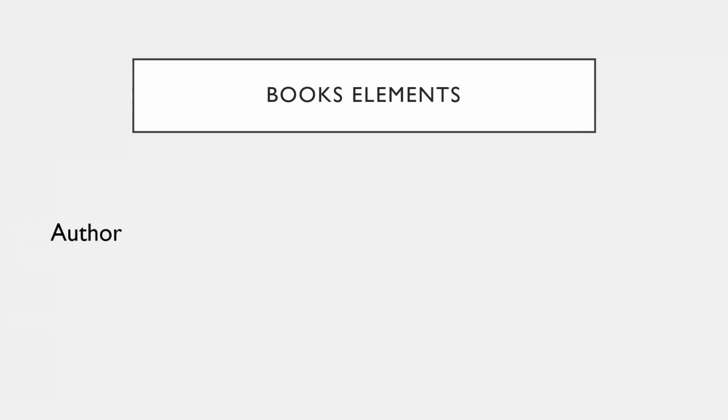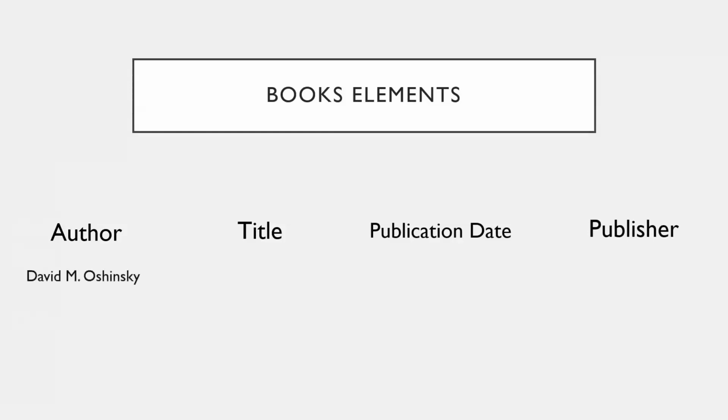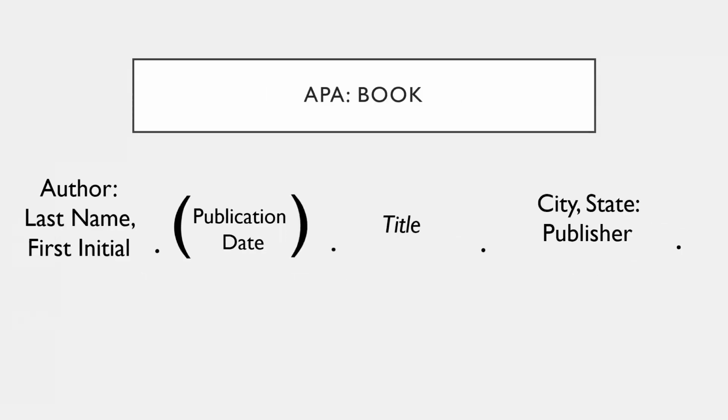So for the book elements, we're going to start talking about the citation. For book elements, you're going to need the author, the title, the publication date, and the publisher. For my example, I'm using David M. Oshinsky, Polio, an American Story. The publication date is 2005, the publisher is Oxford University Press, and the city is New York. So we take all those elements and put them together to make a citation.